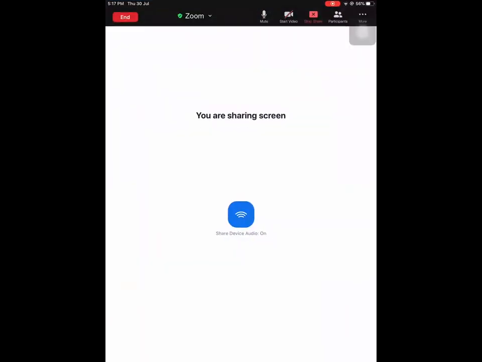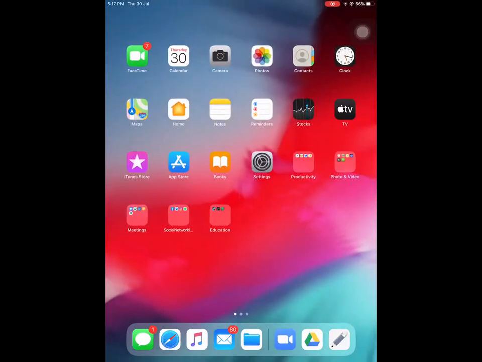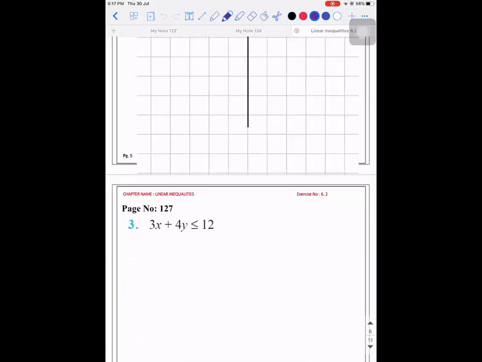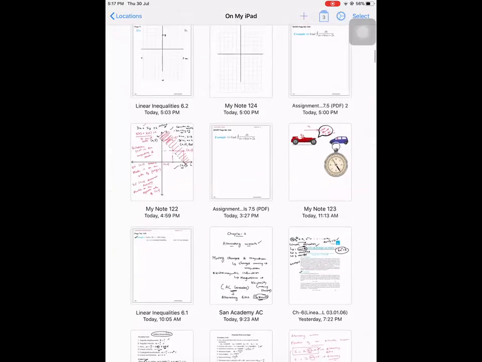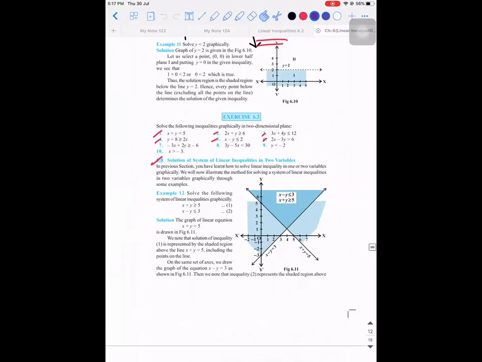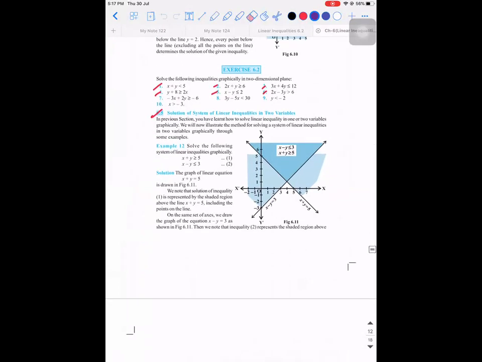next exercise. Okay. So this exercise was about dealing with one inequality. The next exercise is about dealing with two inequalities simultaneously. Okay. So that's what the heading is.